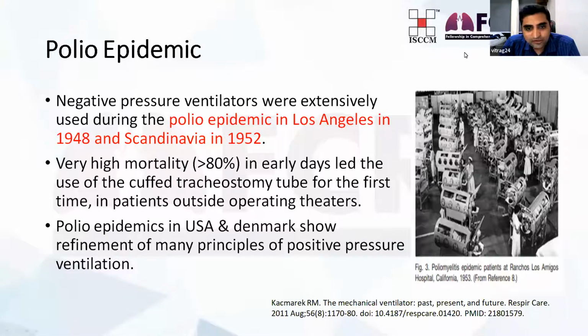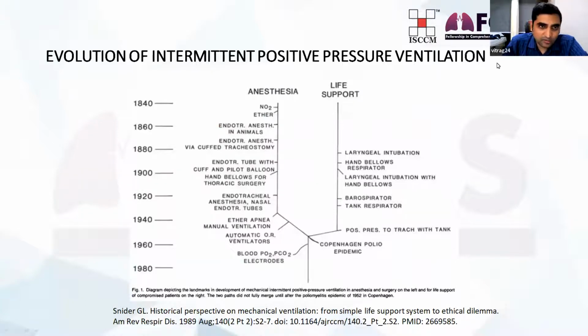So the polio epidemics in Denmark and the USA show refinement of many principles of positive pressure ventilation as well, started with negative and then with positive. This is quite an interesting representation. You can see historically there were so many inventions from 1840 to 1960 in anesthesia, while very little innovation in life support. But in 1960, both life support and anesthesia were merged in the polio epidemic. And then outside the operating room, there was increasing use of ventilatory devices and further development of the intensive care unit and respiratory care units.